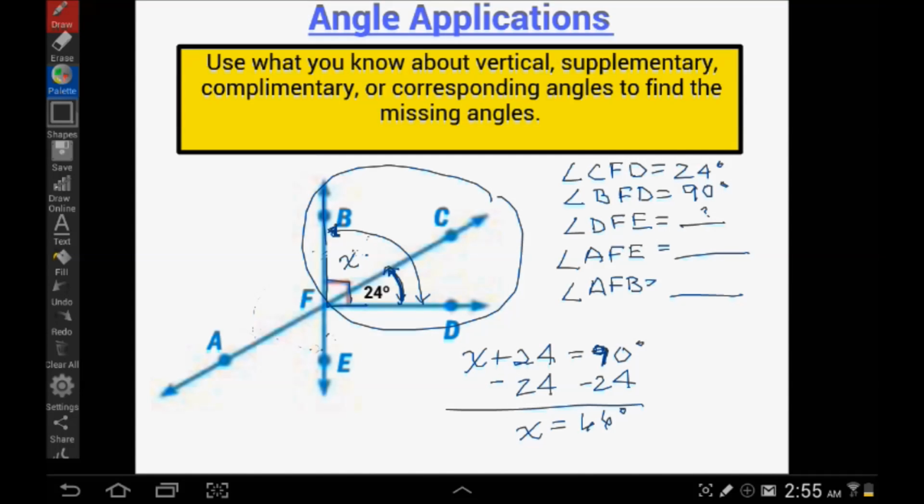Okay, so there we go. We just figured out one angle. We just figured out that BFC is equal to 66 degrees. Okay, so I'm going to write that in there, degrees.